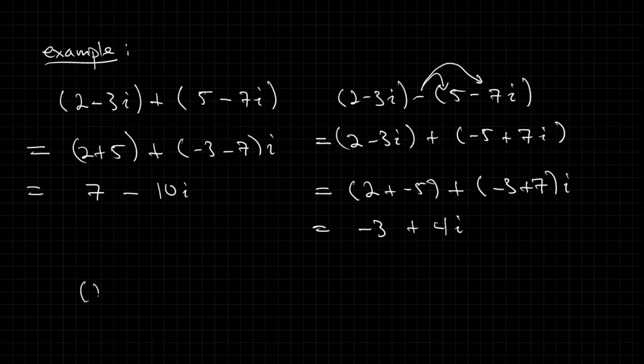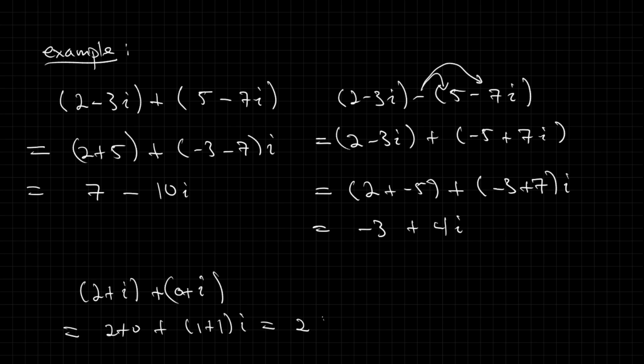Let's do one more example. So what if I had 2 plus i plus i? Well, in this case, the imaginary part of the second complex number is 1, but the real part is just 0. So this would be equal to 2 plus 0 plus 1 plus 1i, which would be 2 plus 2i.